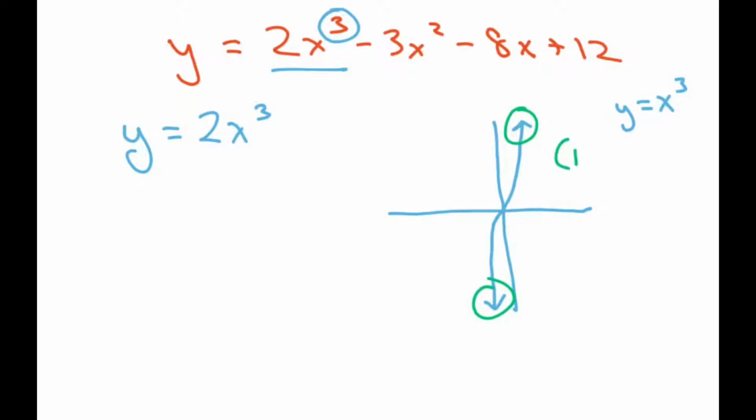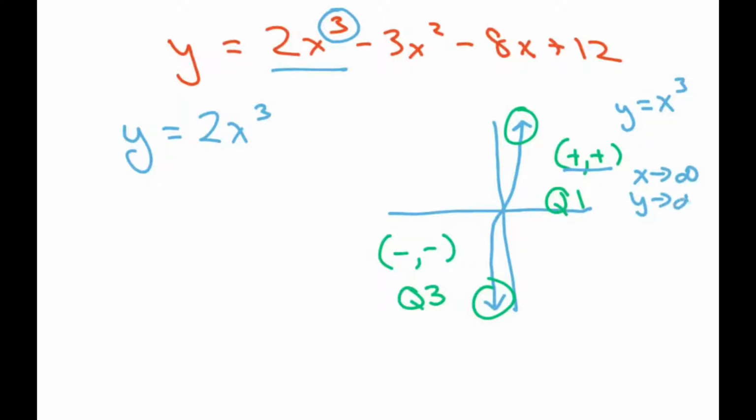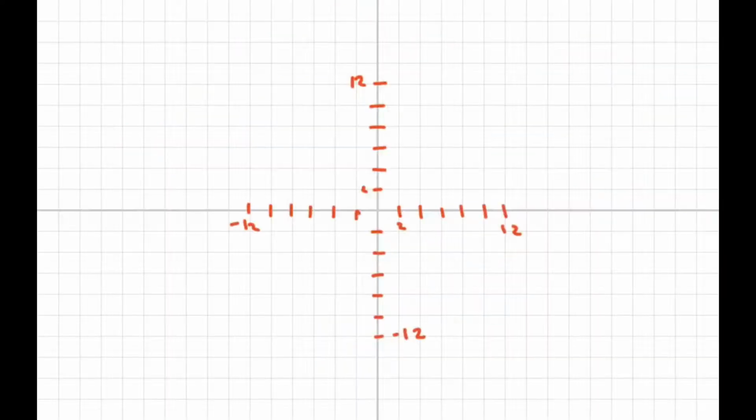So I know this quadrant is positive, positive, and this quadrant is negative, negative. So if you're reading the graph left to right, we're going to be starting in quadrant 3, ending in quadrant 1. And therefore, that means as x approaches positive infinity, my y approaches positive infinity. Then for quadrant 3, as x approaches negative infinity, y approaches negative infinity, because these are both negative.